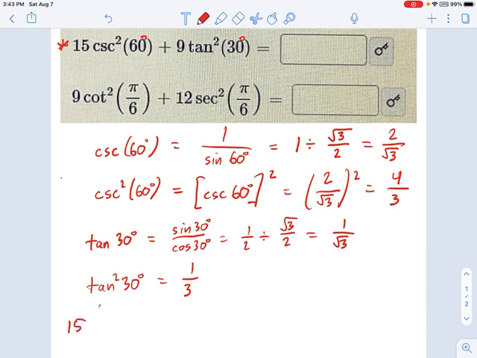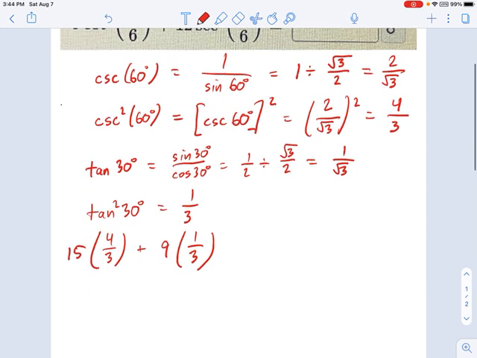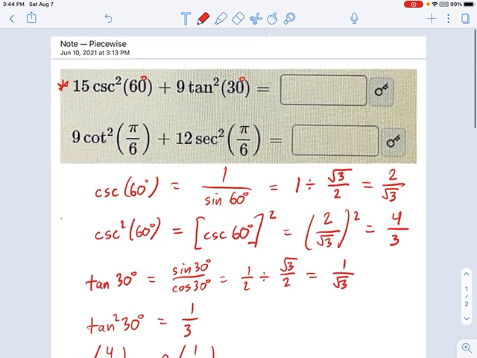Now we put those in. So we have 15 times 4/3 plus 9 times 1/3. I hope everyone sees where the 15 and the 9 are coming from, right? Those are the coefficients up here in my algebra equation. And then multiply those through. 15, what is this going to be? This is going to be 20 plus 3. So 23. That's your answer right here.